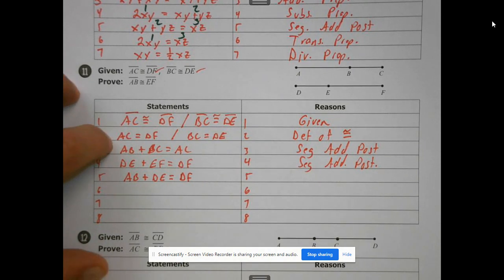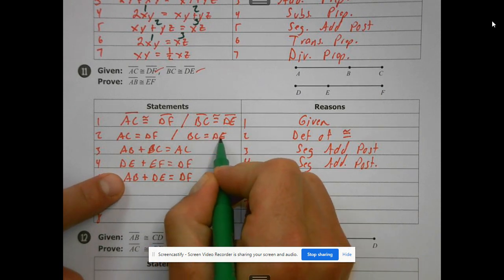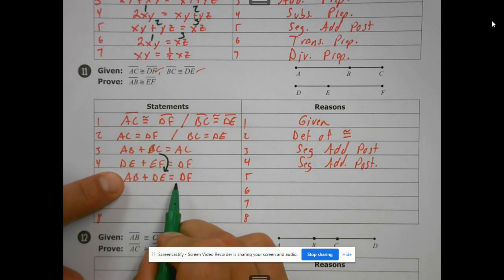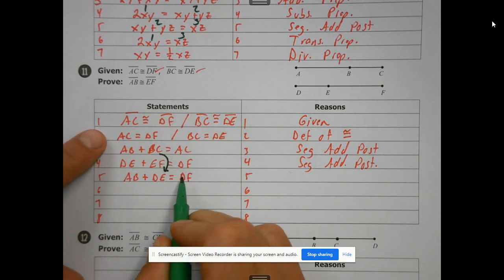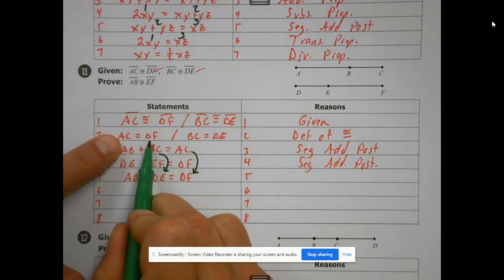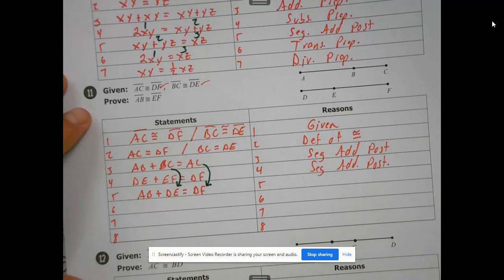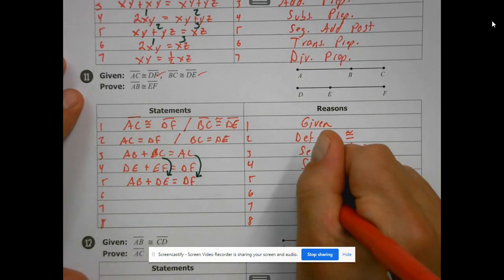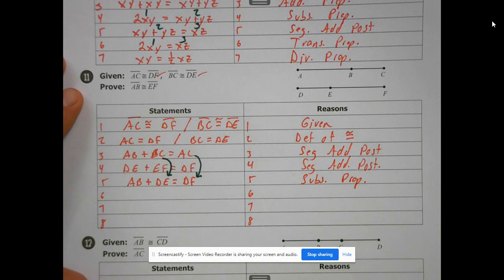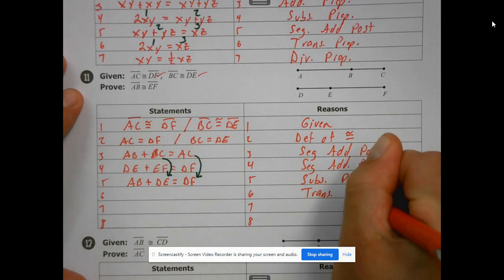So here, let's just kind of show you what I did here. I replaced BC with DE. And I also replaced AC with DF. I already took my substitution for these two pieces and I plugged them in over here. Substitution property. Okay, line 6, you guessed it. Transitive property.